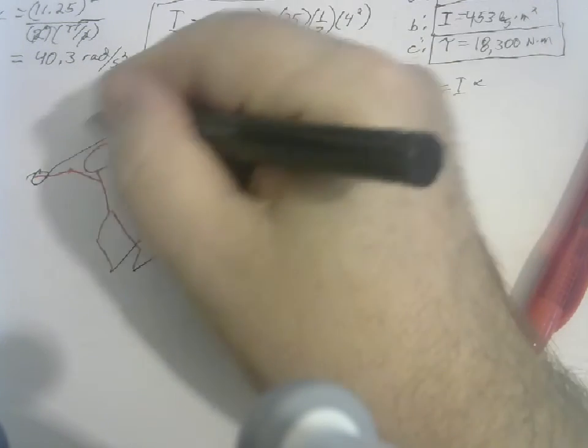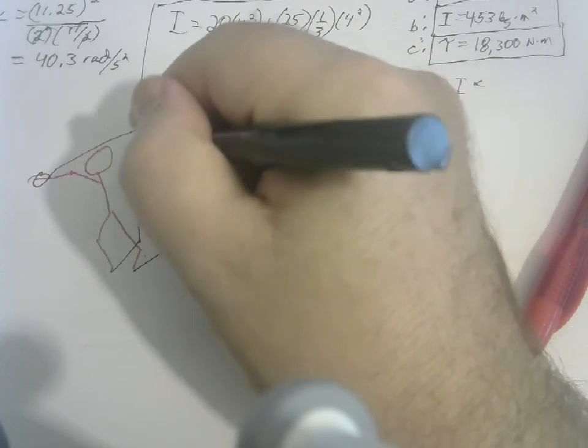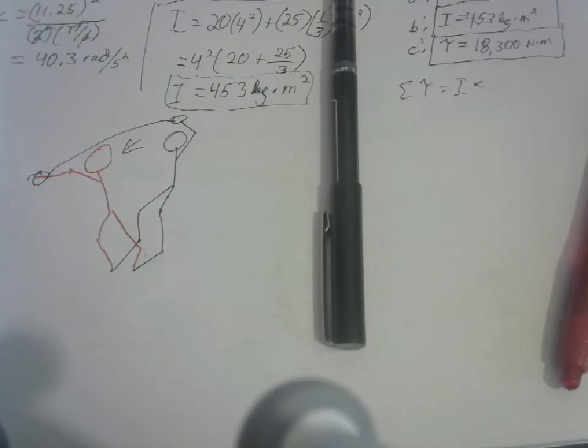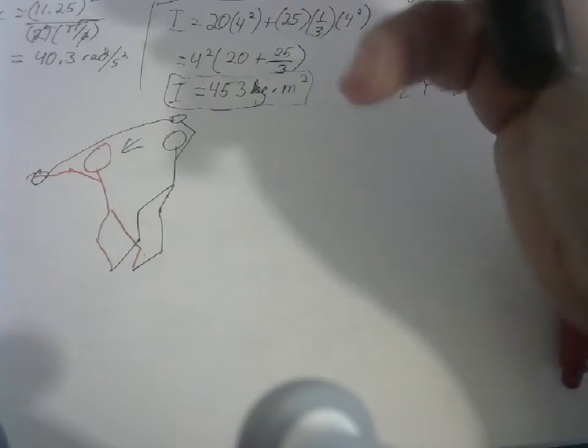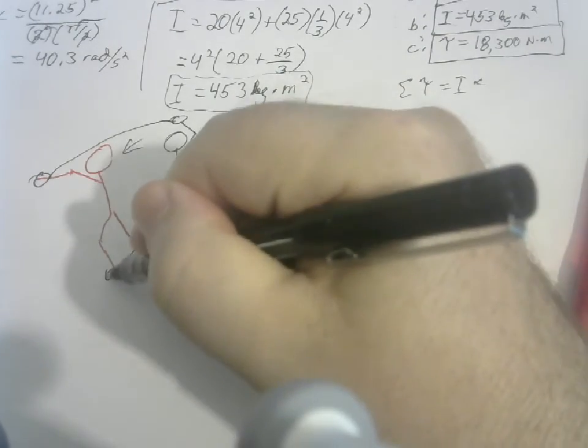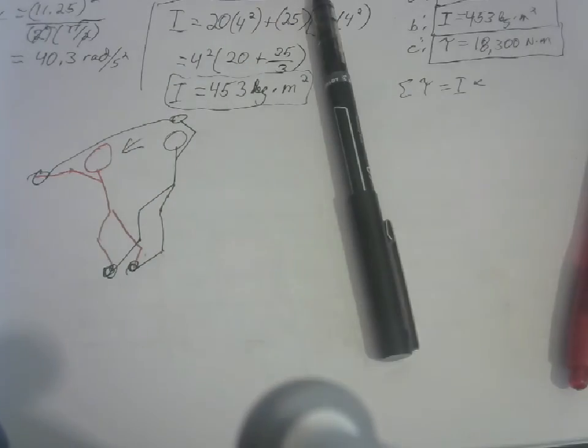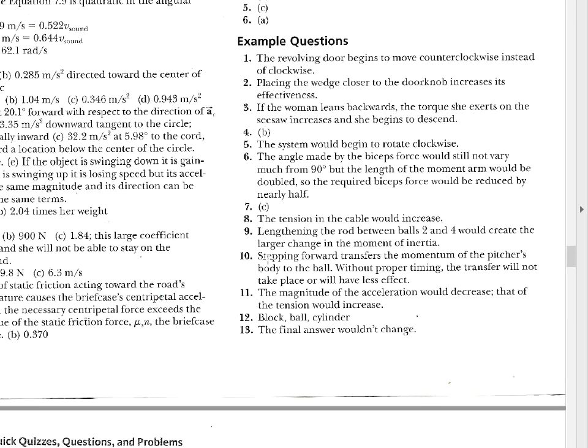It might involve, could there be some kind of effect of the torque around the toes? Maybe that's something that they're getting at. And they say stepping forward transfers the momentum of the pitcher's body to the ball. Without proper timing, the transfer will not take place or will have less effect.